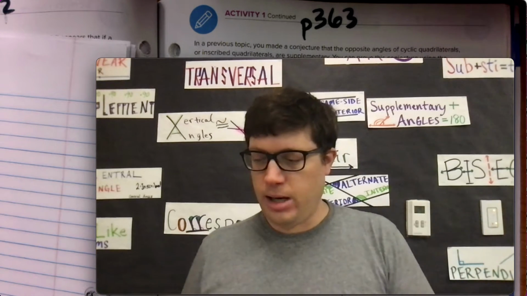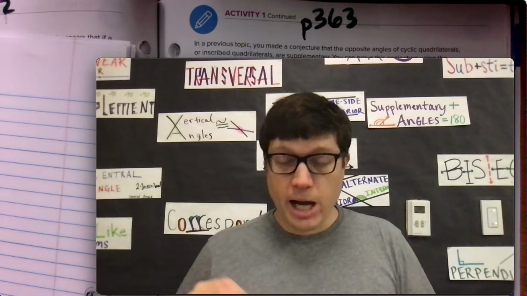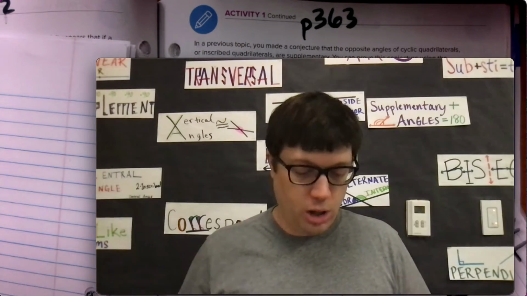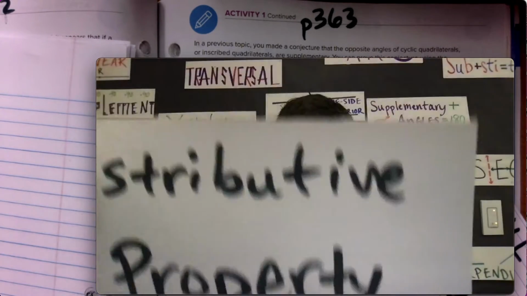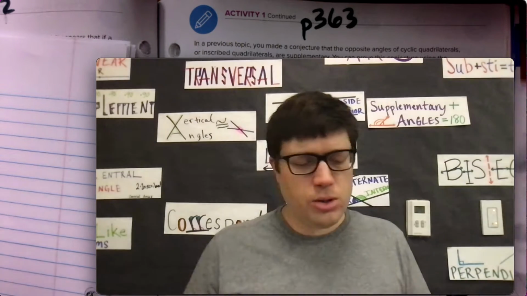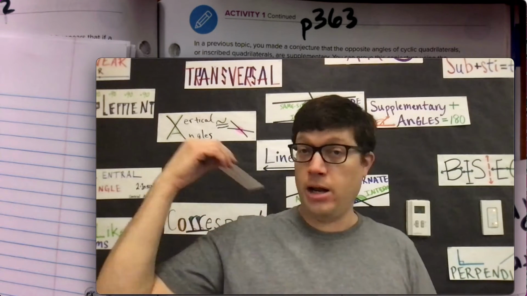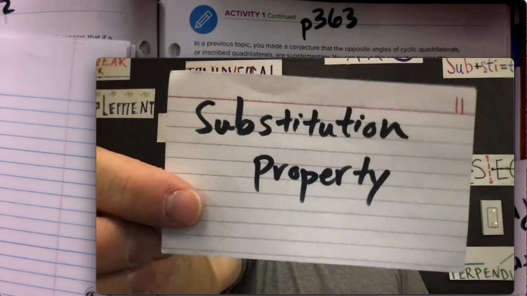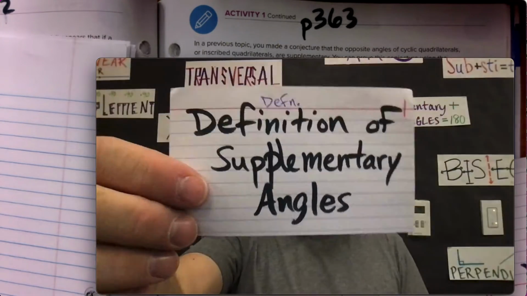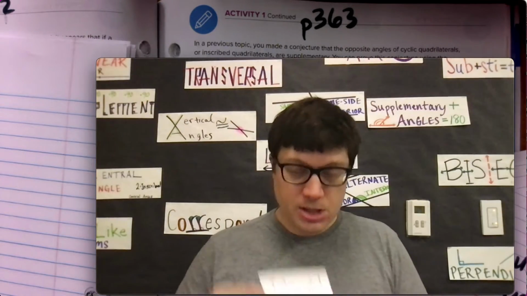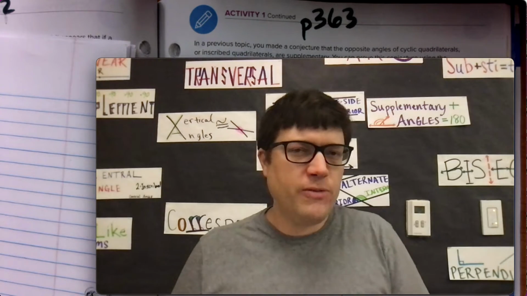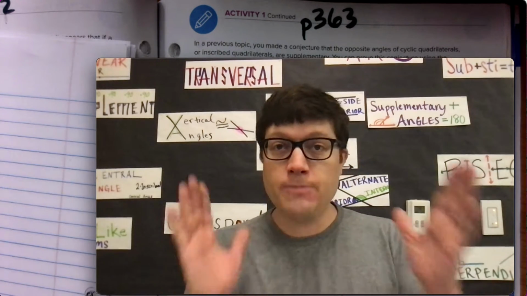Also, by the way, you're going to need these vocab words. Please make sure you have your Inscribed angle theorem card. Please make sure you have created one called the distributive property, which you've actually used, maybe back in middle school or in an Algebra 1 course. With this, our favorite, our buddy, the substitution property. Going to definitely use that one in this video. Definition of supplementary angles and intercepted arc. We're going to use all of those or variations of those in our work today.